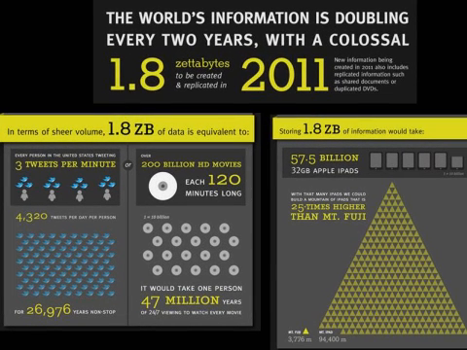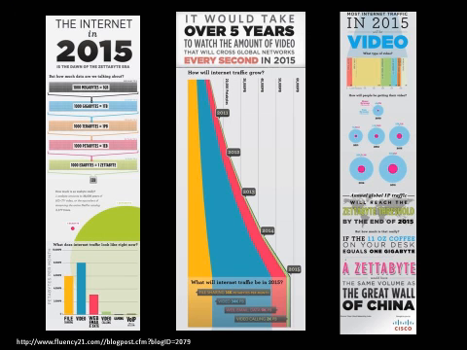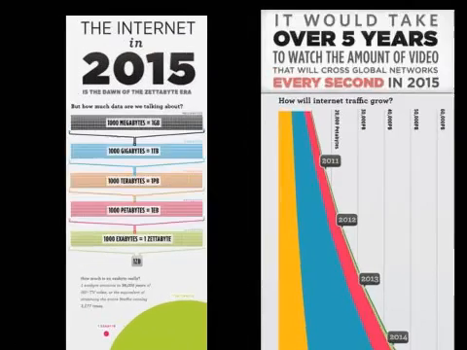This infographic from Mashable.com shows us that the world's information is doubling every 2 years, and 1.8 zettabytes are going to be created alone in 2011. That's the equivalent of 200 billion HD movies. Another infographic from Fluency21.com talks about the amount of information that's going to be on the internet in 2015.